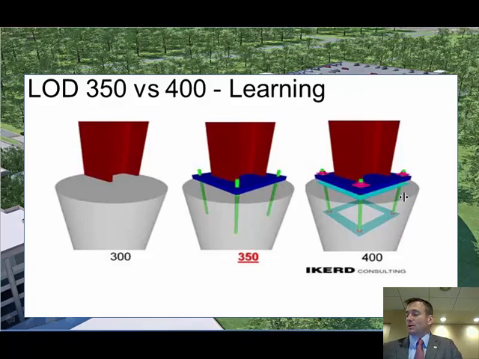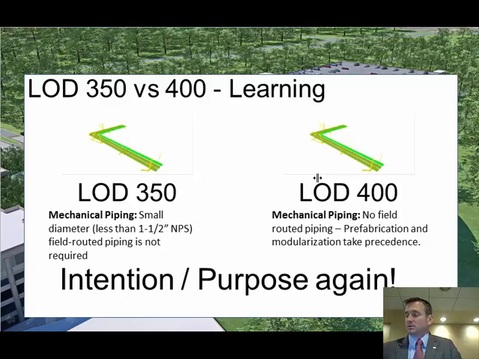The next step comes if we can go to level 400. Okay? So at 350, you're not going to model small diameter piping because it's just not efficient. They can bend the 3/4 inch conduit on their own out there in the field. It just costs less to do it that way. Now, when those individual contractors take the next step and they go to level 400, their intention and their purposes are what make all of the difference right there.